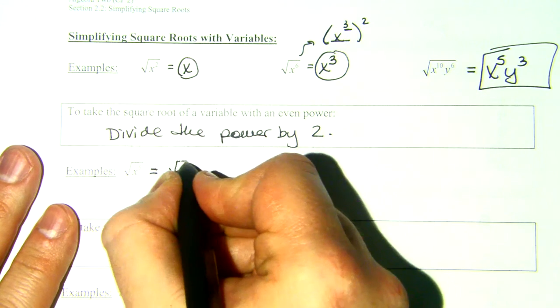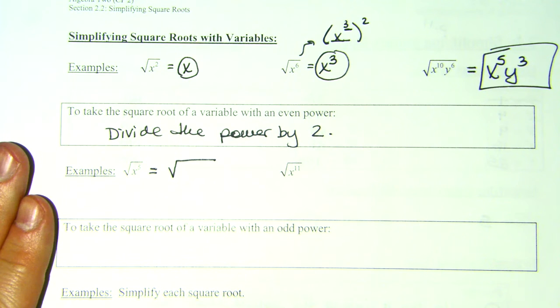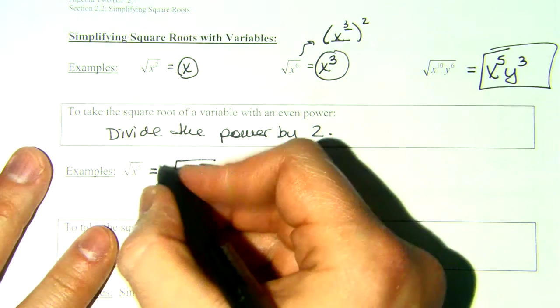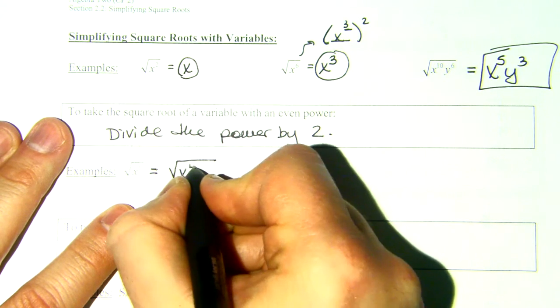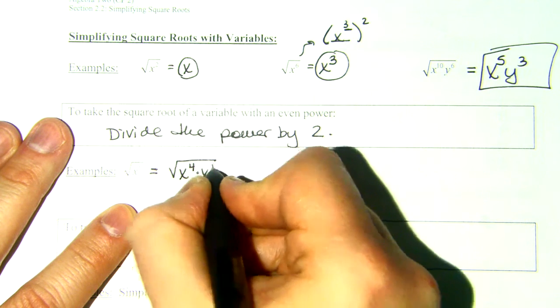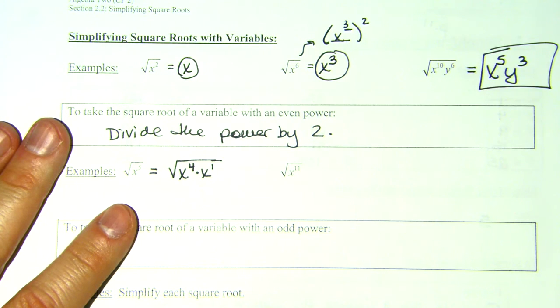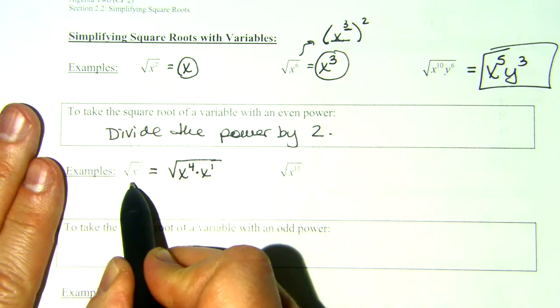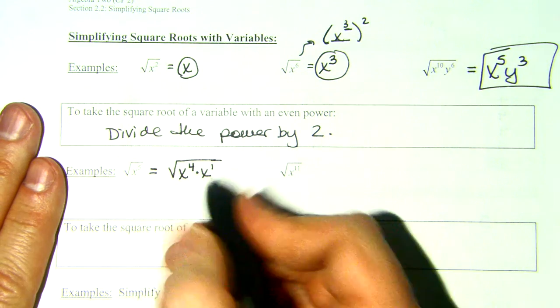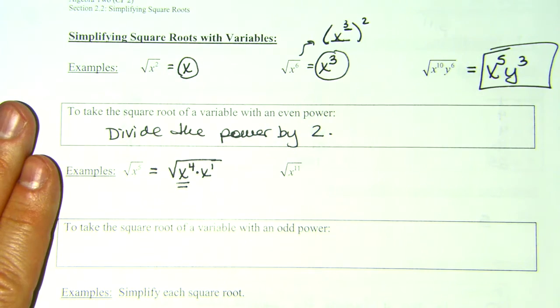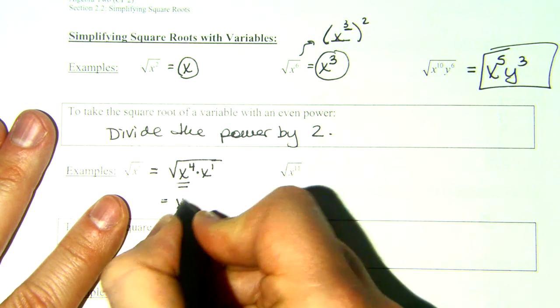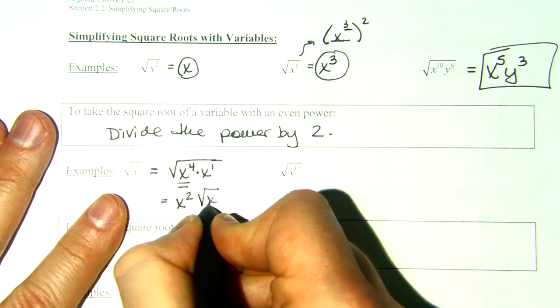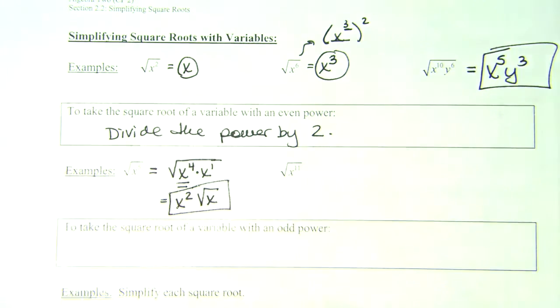I can say that x to the 5th, well, to be a variable that I can take the square root of, I need an even exponent. I can say that x to the 5th, by my laws of exponents, is x to the 4th times x to the 1st. Because isn't x to the 4th times x to the 1st, don't you add the powers when you multiply, so wouldn't you get x to the 5th there? I can then take the square root of x to the 4th. Because it now has an even power, I can divide that power by 2, and I'm going to get x squared, square root of x.